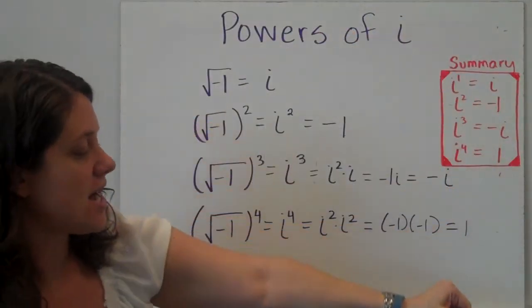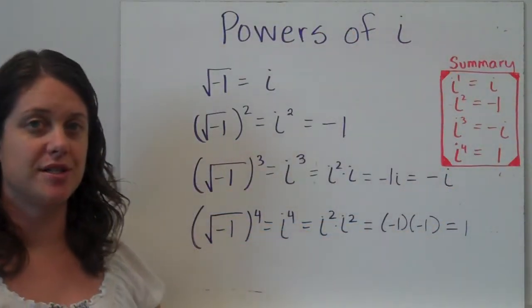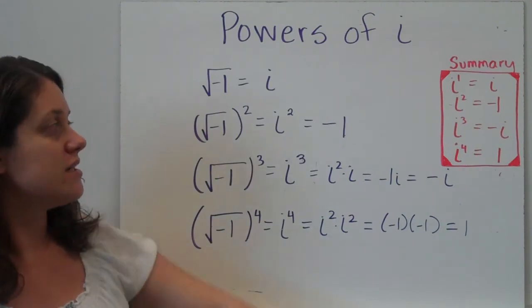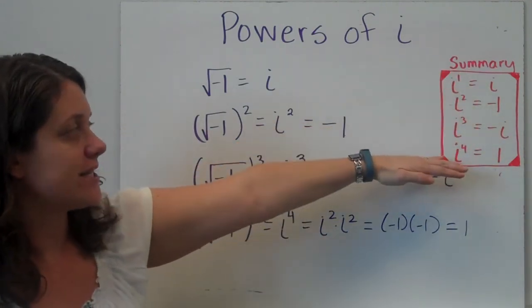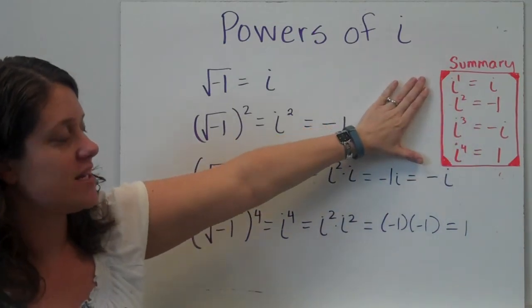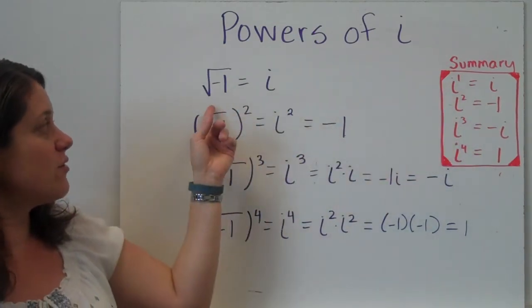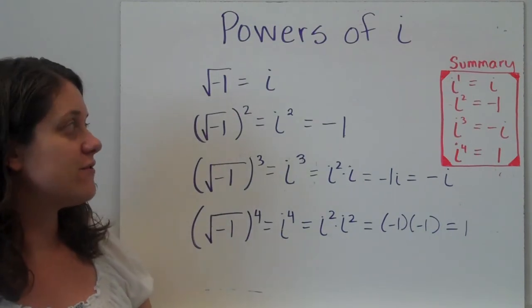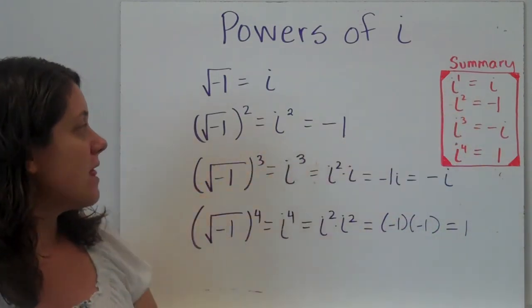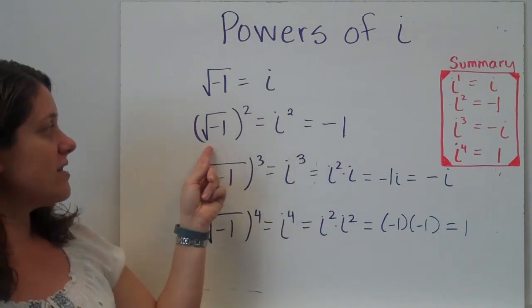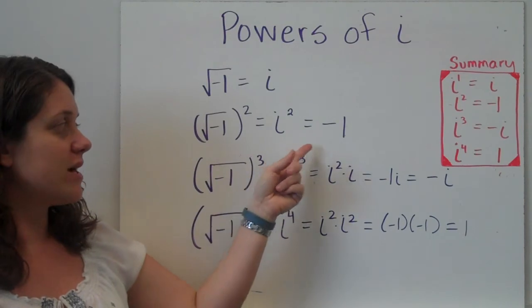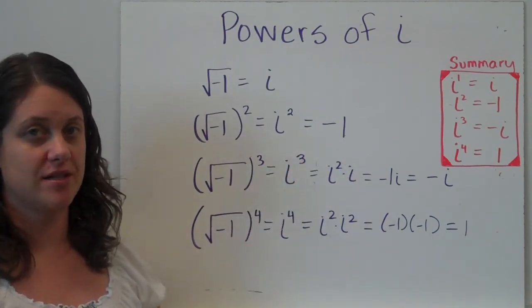Lastly, when we talk about i, we need to be able to use the powers of i. So it's important that you memorize this pattern. So here's the summary of it, but I'm going to go through and explain. So in your notes, you need to have this down. But just to kind of go through, of course, the square root of negative 1 is i. So i to the first is just i. When you have i squared, that's the square root of negative 1 squared, and you get i squared, which turns out to be negative 1.